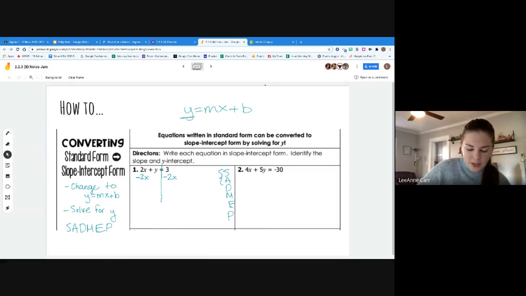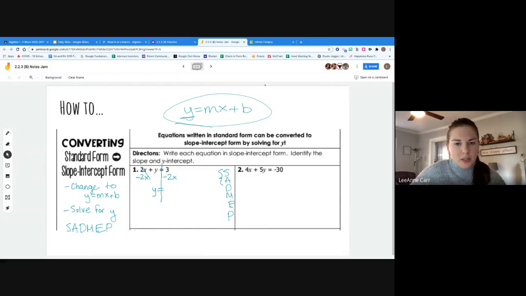So now I can cross off this 2x. I have my y on the left-hand side. And now here's where it gets a little bit weird. Go back to our slope-intercept form. In slope-intercept form, the term with the x is always first. So in our example, we know that 3 and 2x are not like terms, and our brain really wants to go, oh, okay, well, I just write them right next to each other like this. And technically, that's not wrong.